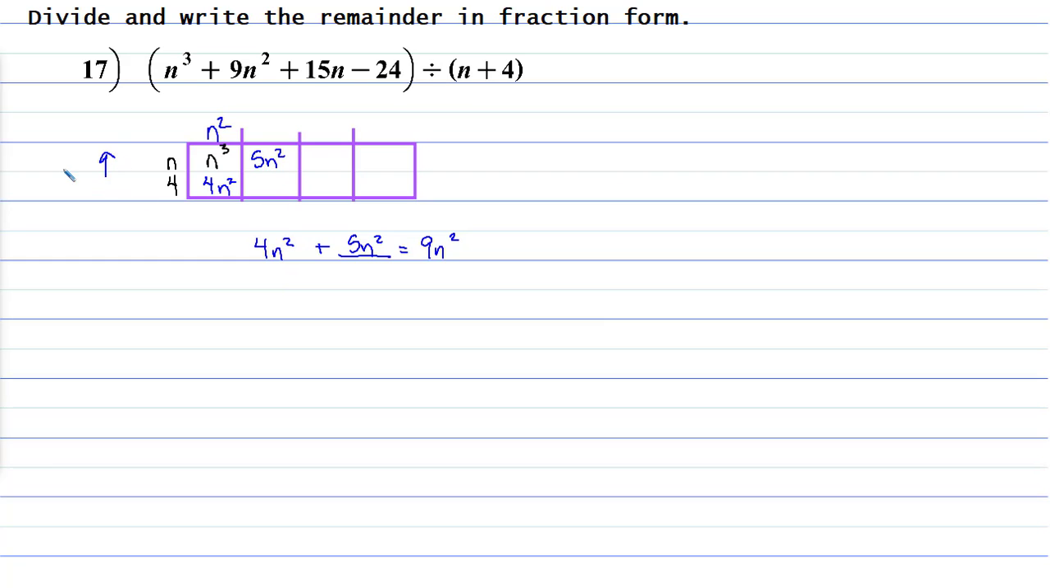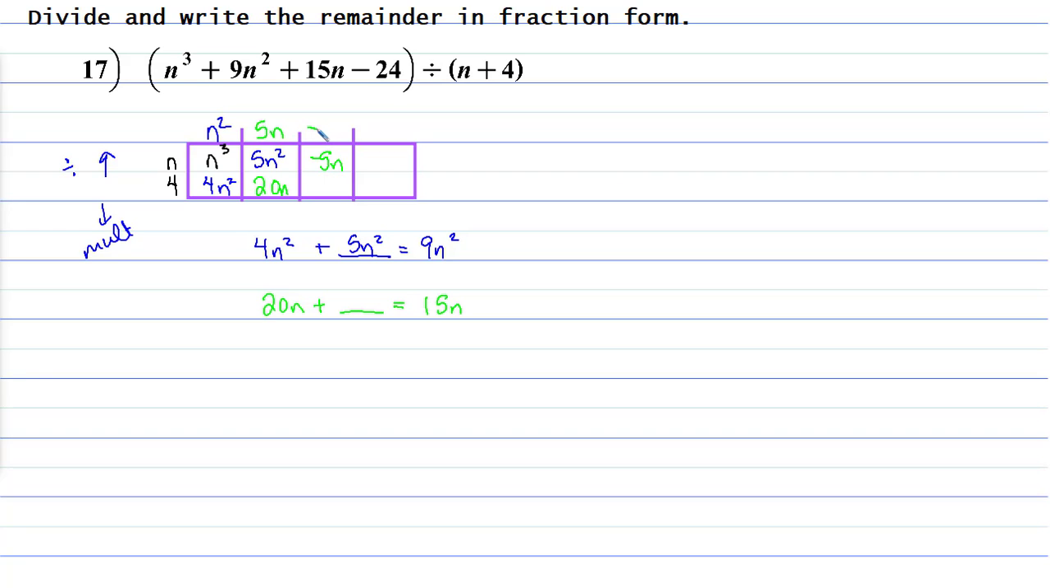And again, to go up, I need to divide. To come down, I multiply. And so divide going up. 5n squared divided by n gives me 5n. Multiply coming down, 20n plus something is equal to 15n. That something is going to have to be a negative 5n.